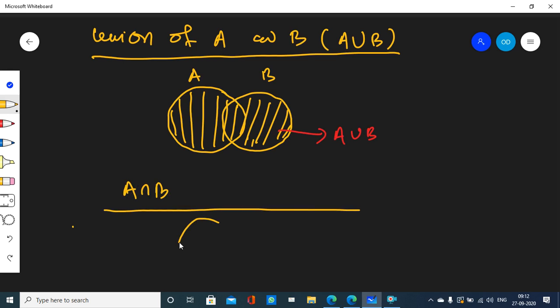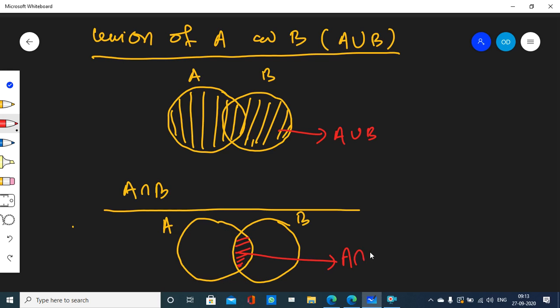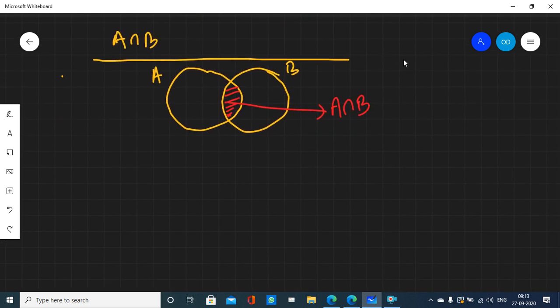Similarly, intersection A intersection B. A intersection B is the set that carries those elements which are common to both A and B, right? This is set A, this is set B. As you can see clearly, all the elements in this region, in this red shaded region, they fall under the confinement of the circle of set A and the circle of set B also, right? They are mutually shared by A and B. That is why this region is called A intersection B. They are common to both A and B, right?